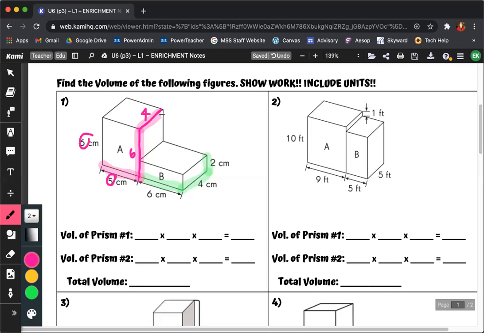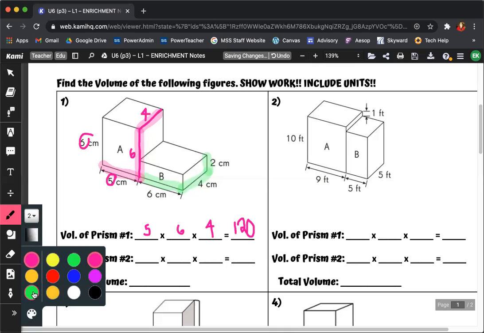So the 3 dimensions of shape A, or prism 1, is 5 times 6 times 4. If I plug that into the calculator, 5 times 6 is 30, times 4 is 120.